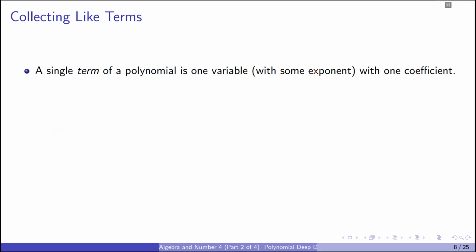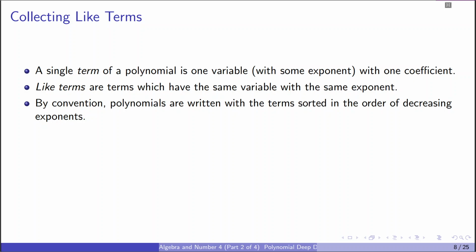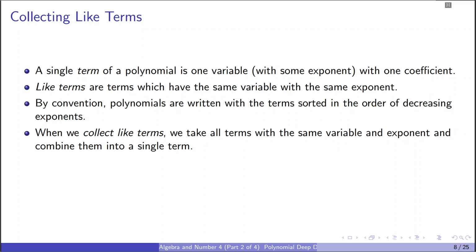So collecting our like terms. A single term of a polynomial is one variable with some exponent with one coefficient. Like terms are terms that have the same variable with the same exponent. By convention, polynomials are written with the terms sorted in order of decreasing exponents. So you start with the highest exponent and work your way down to the constant. When we collect like terms, we take all the terms with the same variable and exponent and combine them into a single term.